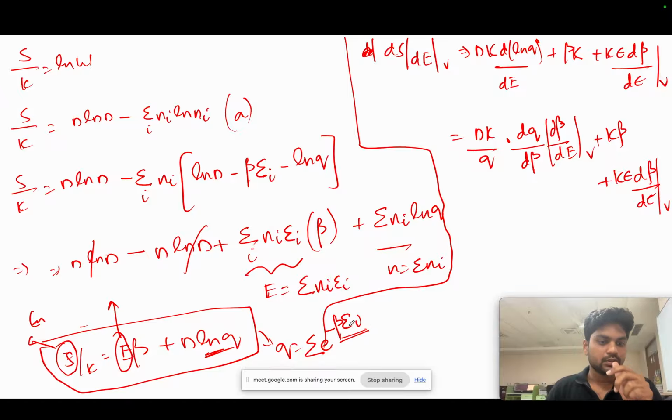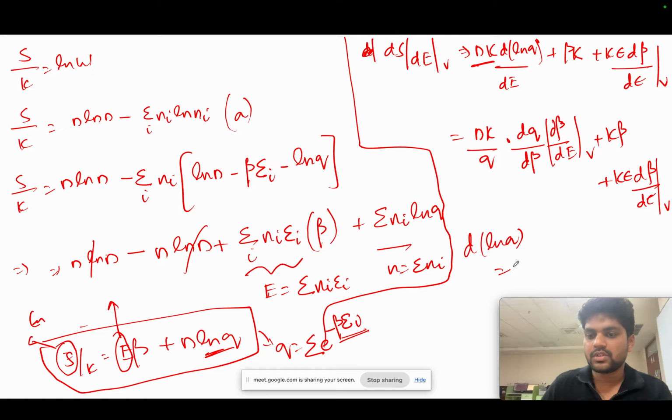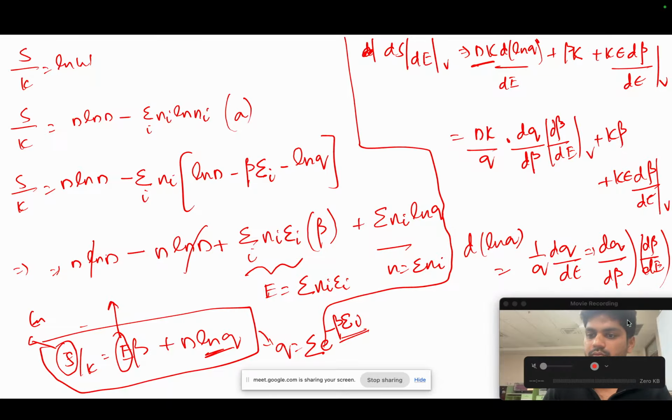So we take dS by dE, because this is the total energy. I send this k here, so now we have k E beta plus N k ln Q. Now d of ln Q is nothing but 1 by Q dQ, and this dQ will be divided by dE. That's what we have written here. Now we know that Q is a function of beta and E, so we have derived this using the chain rule.